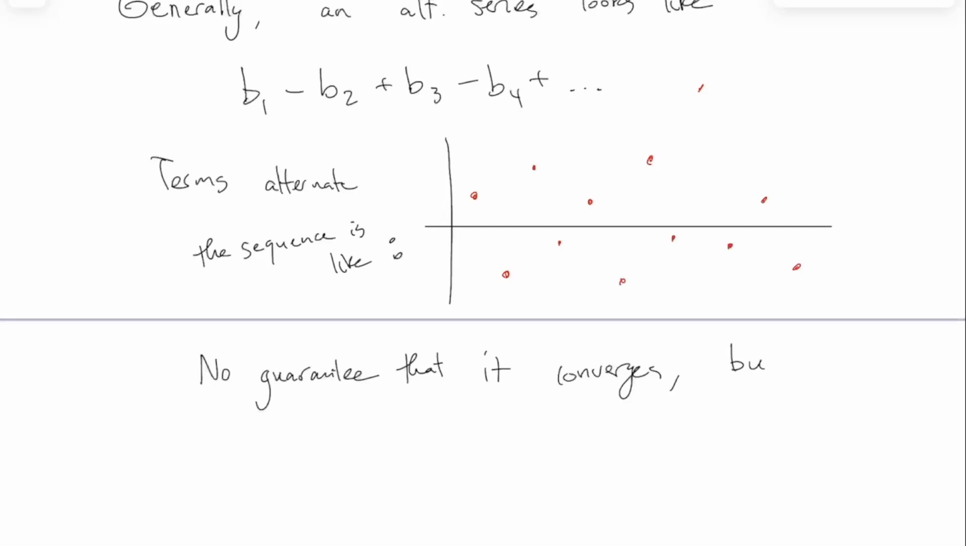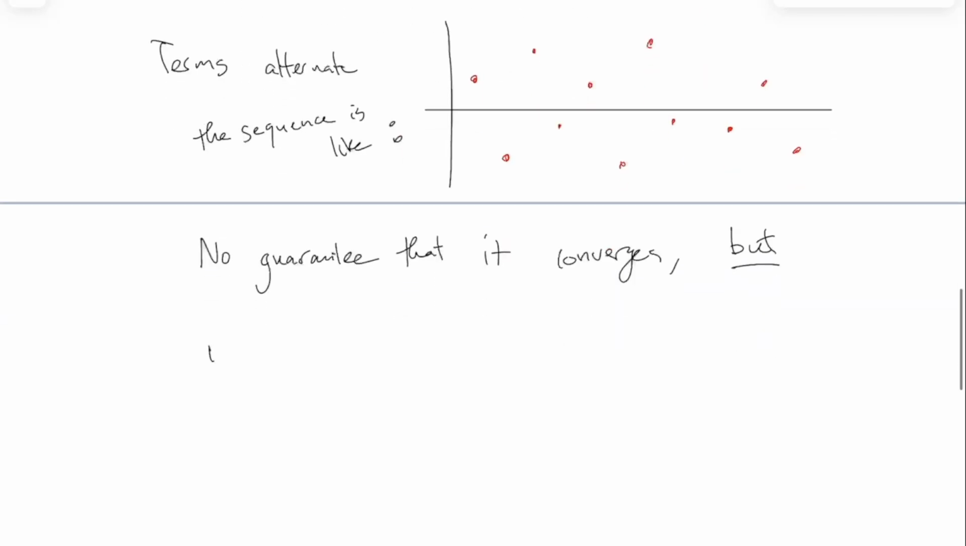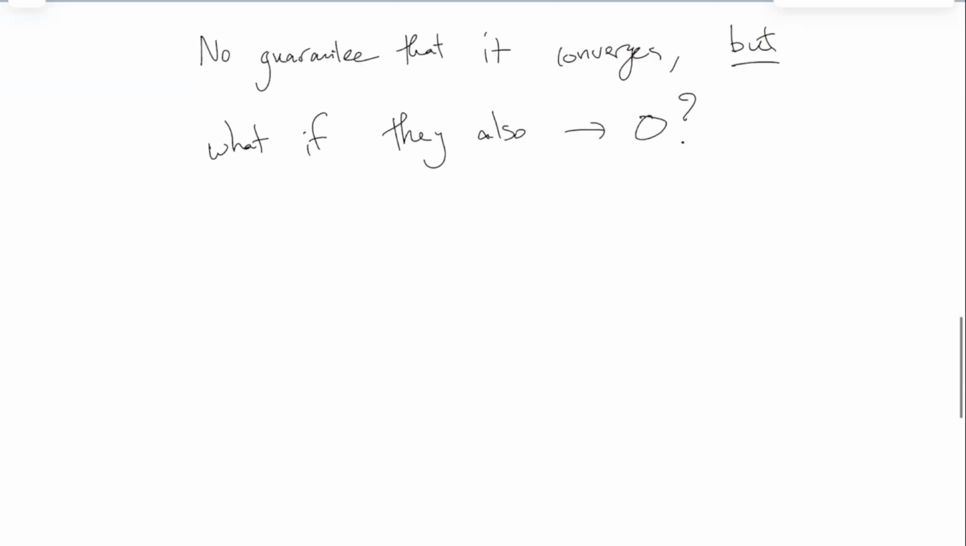But what if they also go to 0? What I'm referring to is a sequence in which it alternates the signs, but the points gradually get closer and closer to 0 like that. All right? Here the sequence itself converges to 0, but what about the series? That's what I want to talk about.